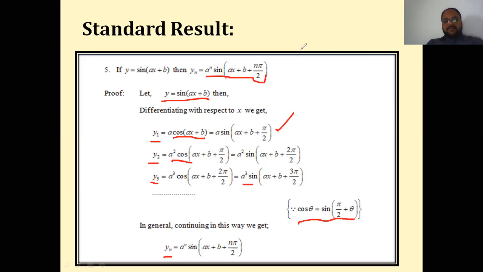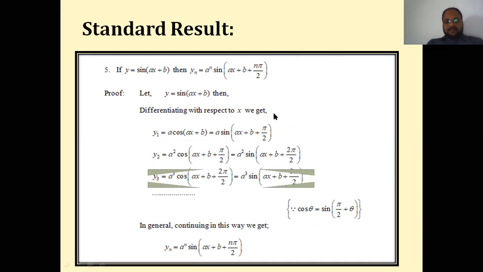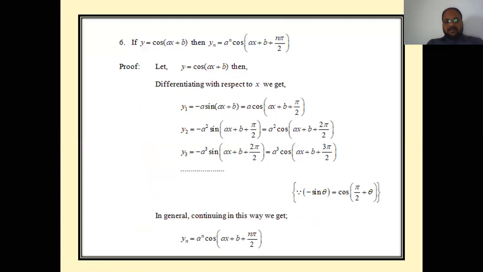Now similarly we will find another result. Look at this. The next result is, if y is equal to cos of ax plus b, then yn becomes a raised to power n cos of angle ax plus b plus n pi by 2. Okay, now look at this.